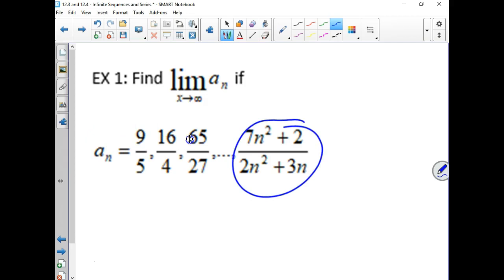This is just like if you wanted to try to figure it out on your own before they give you the formula, which you don't. So just use this formula. What it's asking is for you to find the limit as n approaches infinity of 7n squared plus 2 over 2n squared plus 3n.